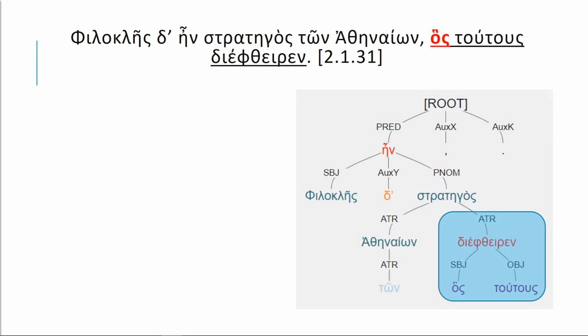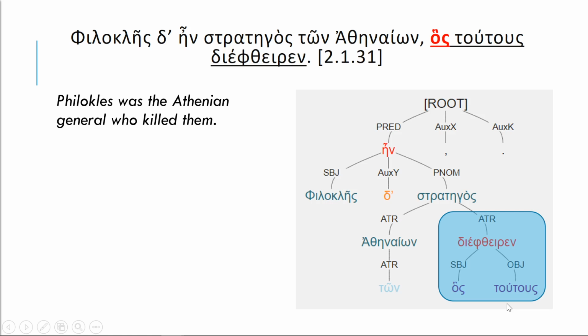It's very, very straightforward. Philocles was the general of the Athenians. Main sentence, very easy. Now, what general was he? Who killed them? Very simple. Who, hos, is the relative pronoun in the nominative singular masculine. It is the subject of the verb of the relative clause, so you label it as such. But the whole clause is modifying the general, and so you hang the verb on the general as an attribute. Okay, I hope that's straightforward.